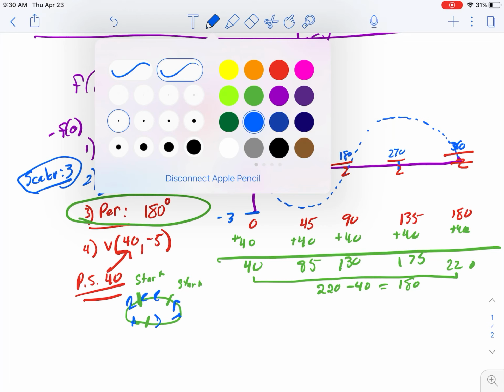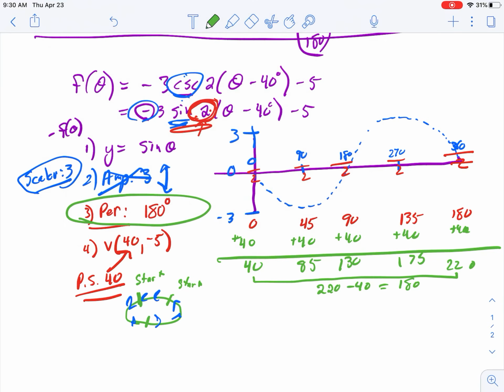Okay. Now the last piece here. Let's see with this one here. Your vertical shift. So for each of those values, we're just going to add negative 5 to it. So if I add a negative 5, oops, that's supposed to be negative 5. That would be negative 2, negative 5, and this would be negative 8. Okay.